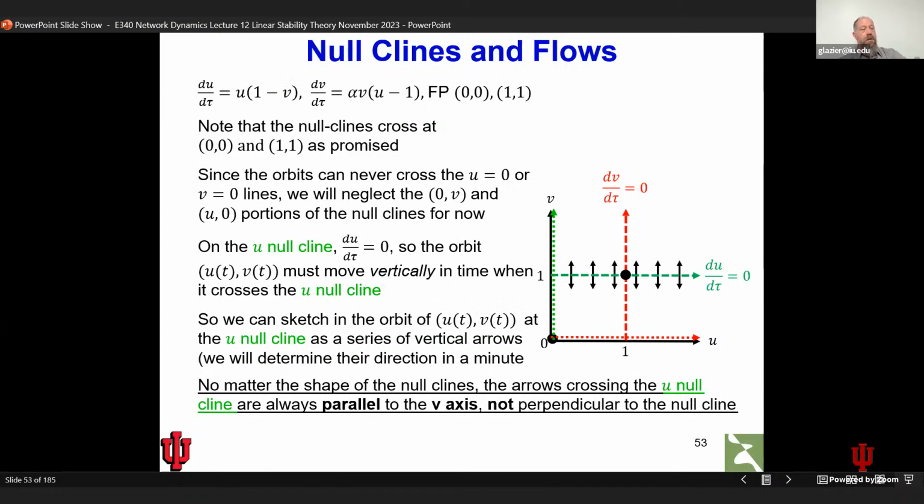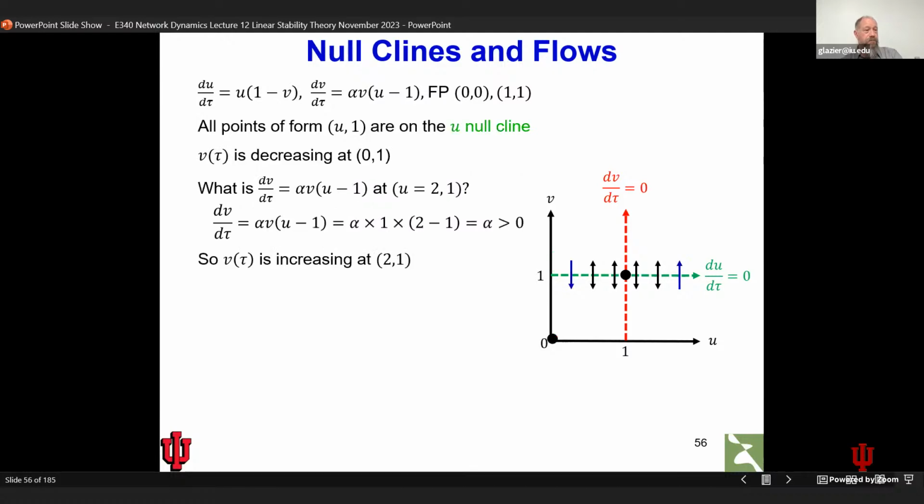And now what I'm going to do, and this is how you deal with null-clines and why people like them, is that I know when I cross the u null-cline, my lines have to be vertical because I'm not changing u. So I can draw little vertical lines across my u null-cline because my flow has to be vertical. I don't know whether it's up or down, but it's got to be vertical. And it's important to note that these lines are always vertical. They're not perpendicular to the null-cline. So if the null-cline were at an angle, they'd still be vertical lines.